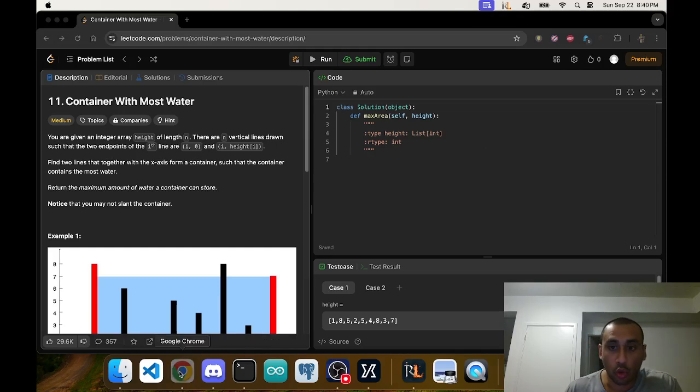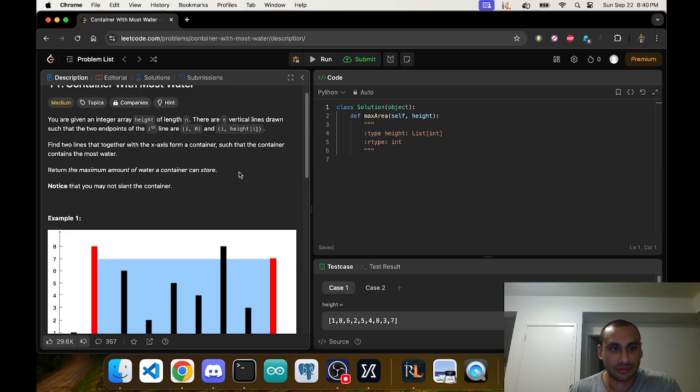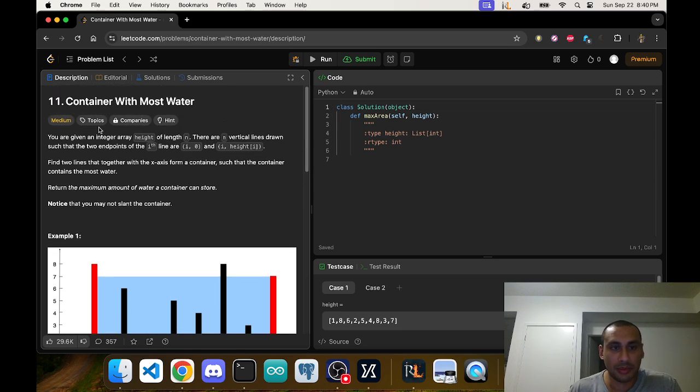We're going to be doing the question Container with the most water. Okay, this is a medium LeetCode.